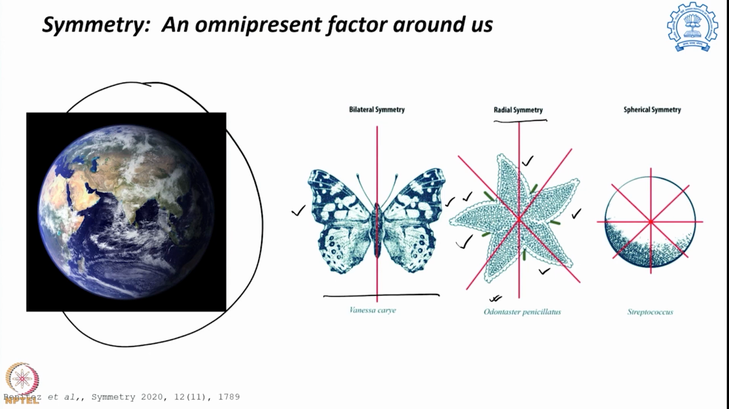And the last, we also have spherical symmetry. This is one example of a bacteria, shown over here. You can see it looks spherical in nature, and that is also concentric from its center. So we will call this spherical symmetry. These are the three different symmetries we see all around us whenever we look into the world. Now we will go into a little more detail of this particular symmetry and describe each of them.